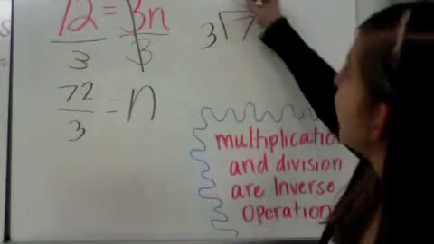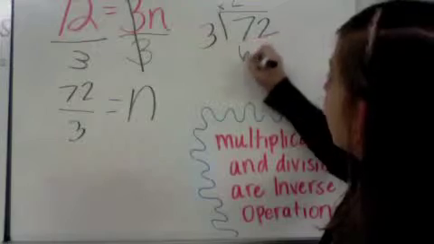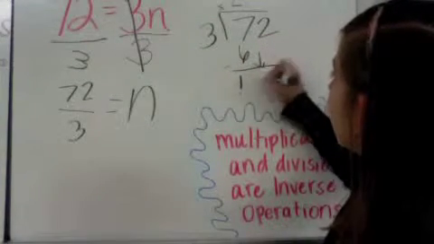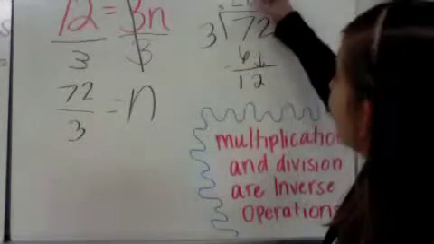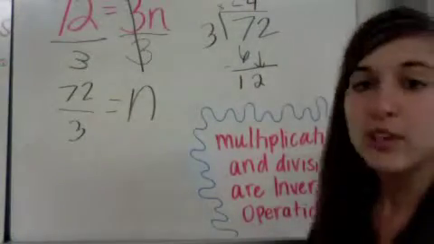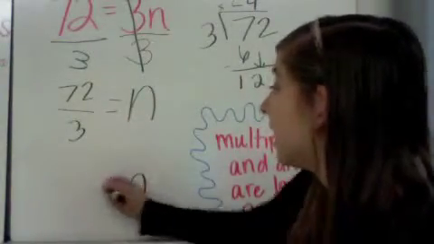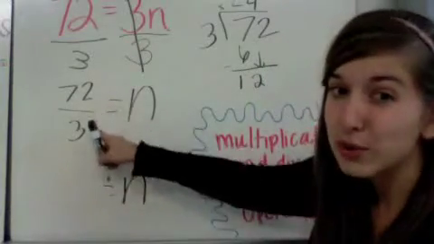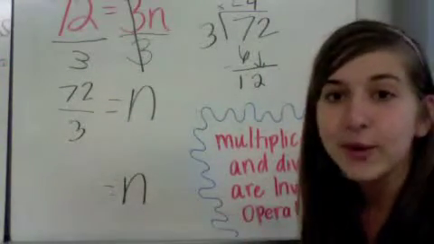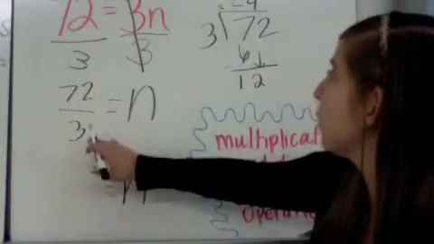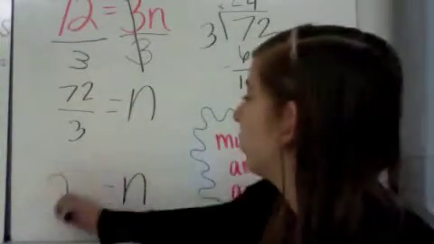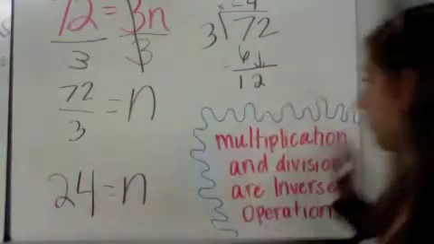3 goes into 7 2 times. 3 goes into 12 4 times, so our answer is 24. So in this problem, it is true that n is equal to 72 over 3, but we always want to simplify or reduce it. So 72 over 3 is equal to 24.